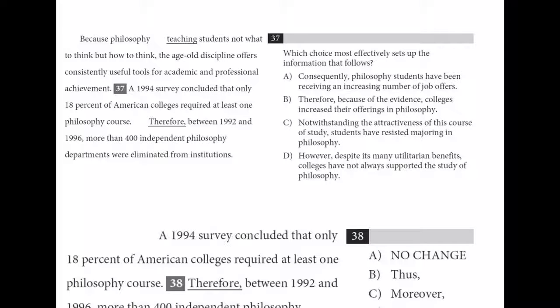37. Which choice most effectively sets up the information that follows? D. However, despite its many utilitarian benefits, colleges have not always supported the study of philosophy. It most effectively sets up the information in the following sentences, which state that according to information from the 1990s, only 18% of American colleges required at least one philosophy course, and more than 400 independent philosophy departments were eliminated from colleges. These details are most logically linked to the claim that colleges have not always supported the study of philosophy.